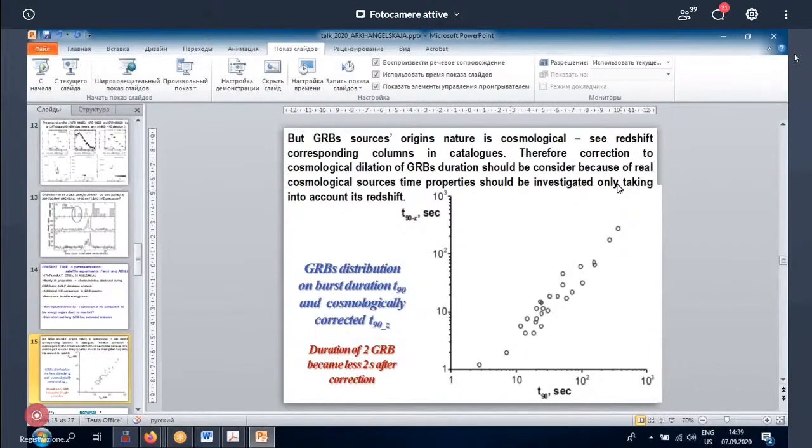But GRB source origination is cosmological. In this case, correction for cosmological dilation in the GRB duration distribution should be considered, because real-time properties should be investigated only taking into account redshift. These graphs show the distribution of T0 measured in the experiment, and T0 corrected for redshift. You can see that a burst with a duration of 10 seconds, classified as a long GRB, can move to an area of approximately 2 seconds, and then there will be questions about its classification.